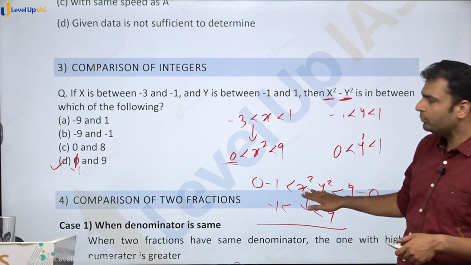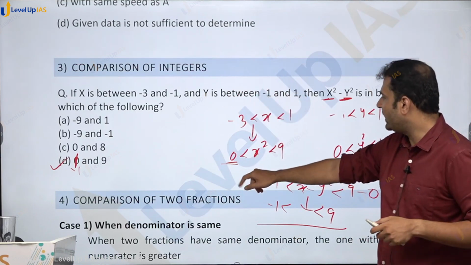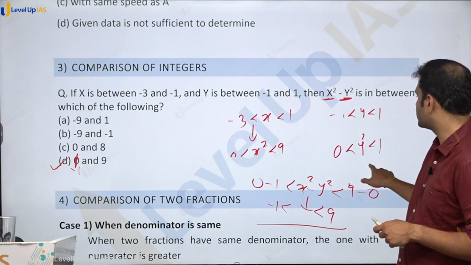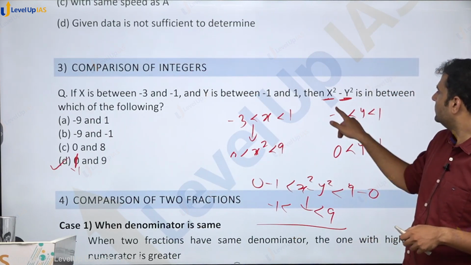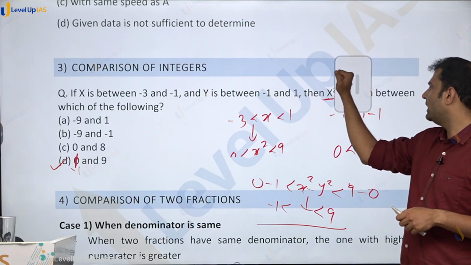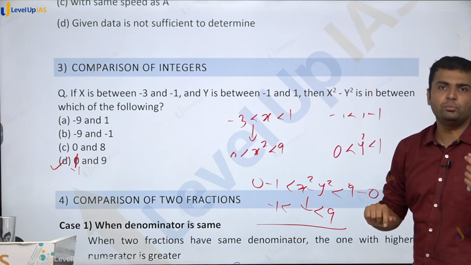Fine. I hope you understood, because once you find out the ranges of these squares, now you only have to comment about subtraction of two positive numbers.